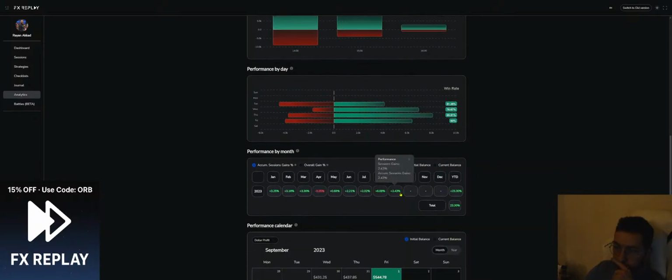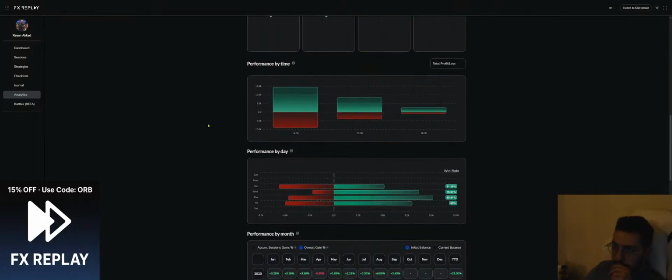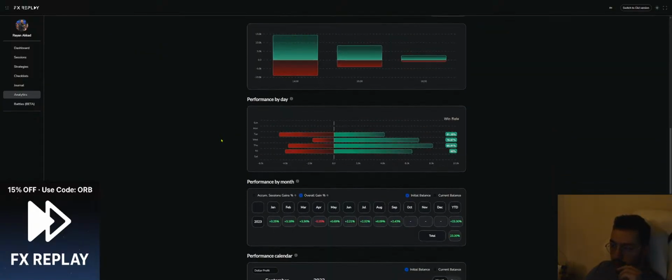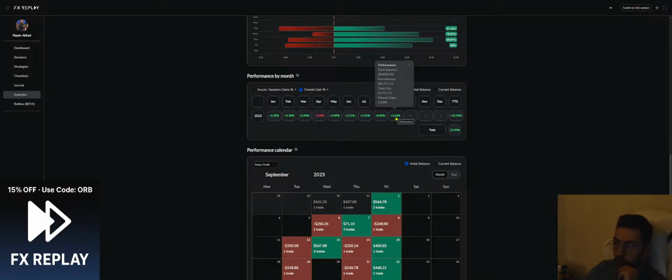We ended the month 2.4% in dollars on a 50k account. Obviously, I'm risking 0.5% of a 50k balance. That's $1,217 a month on one account.